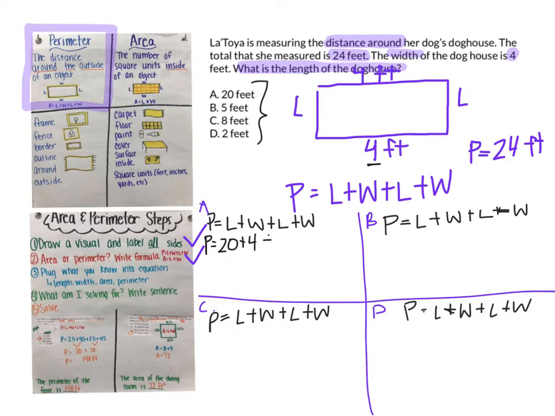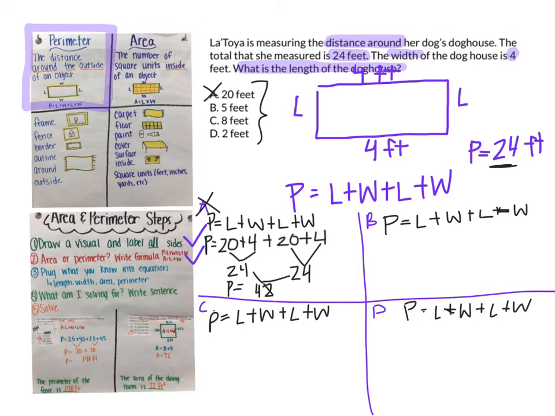20 plus 4 plus 20 plus 4. We can add to solve. 20 plus 4 is 24. 24 plus 24 is 48. So this gives us a perimeter of 48. We're looking for a perimeter of 24 over here. So answer choice A, this doesn't work. We're going to go ahead and eliminate and move on to answer choice B.